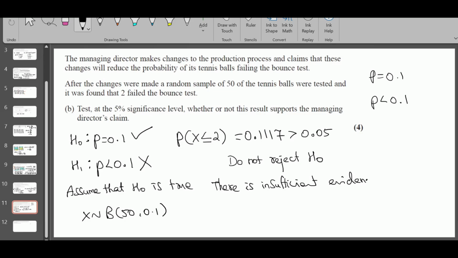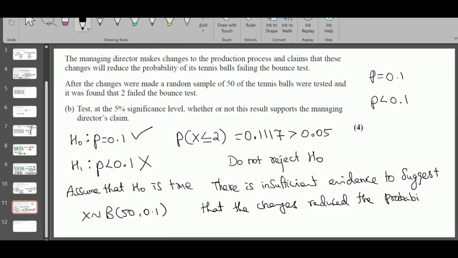So there is insufficient evidence to suggest that the changes reduce the probability of its tennis balls failing the bounce test. You need to write that actually. That's all. You need to write the conclusion.